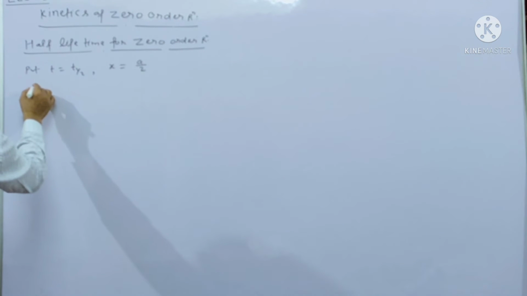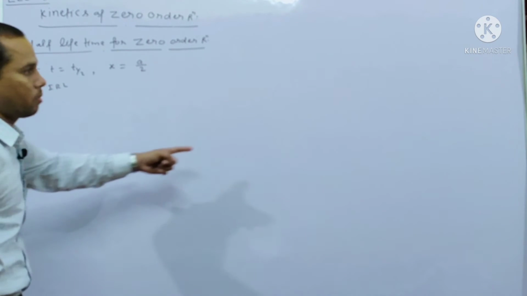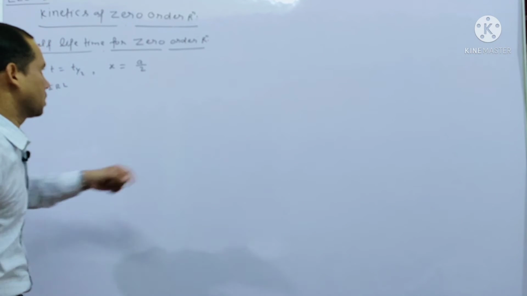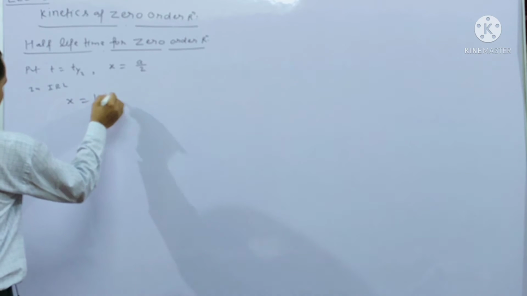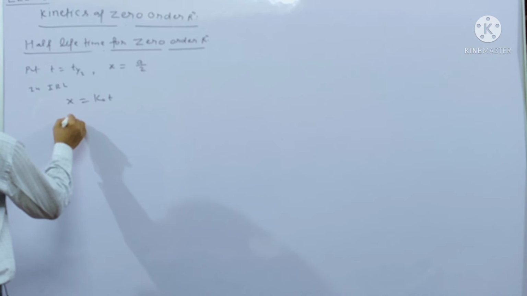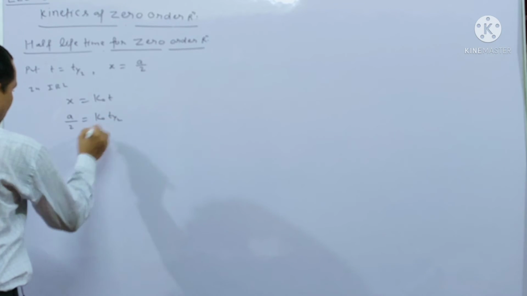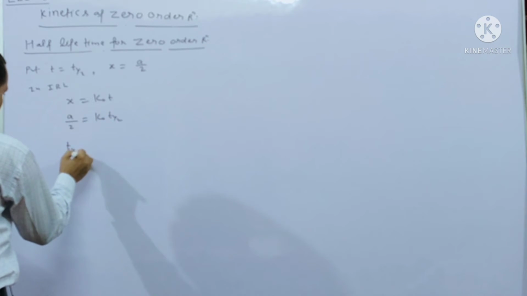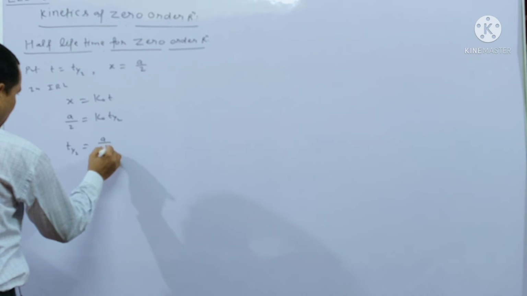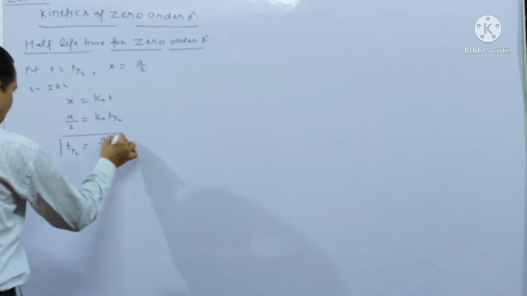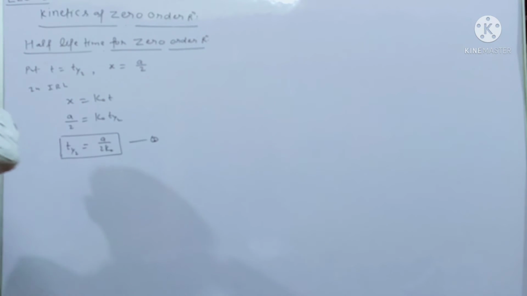In the IRL, the integral rate expression, equation number 2. So what is the integral rate expression? x equal to K naught t. Now put a by 2 in place of x, and T half in place of t. So we get T half equal to a upon 2 K naught. You can remember this formula directly, a very important formula for the half-life time.